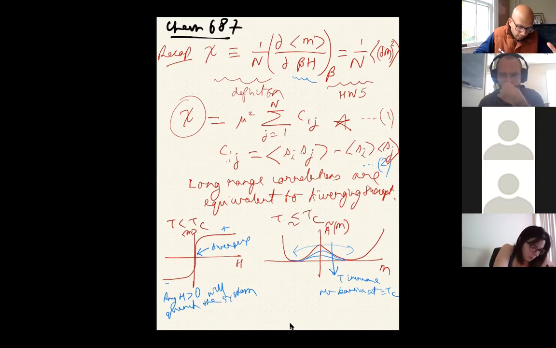It is only in this regime, very close to 0 magnetic field, and my screen froze. That's annoying.